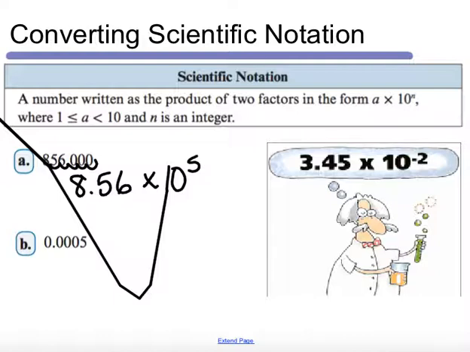On my other one, I have 5 times 10 to the something. Well, since this is a small number, it's going to be negative. So if I have my 5 right here, I need to move it back 1, 2, 3, 4 times to get my original number. So it's 5 times 10 to the negative 4th.